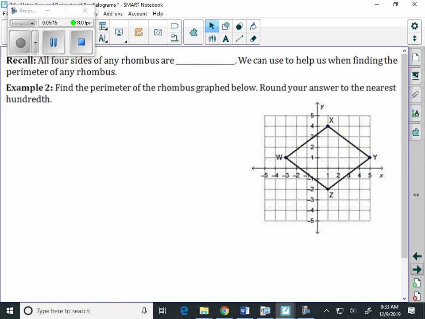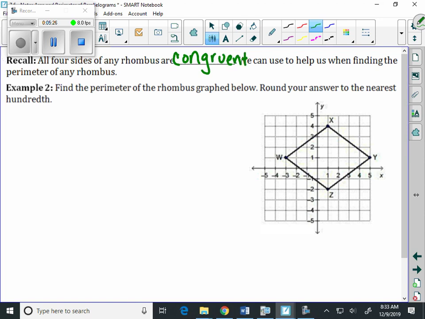Next, we're going to move on to a rhombus. And remember, with regard to a rhombus, all four sides of any rhombus are congruent. So we can use this to help us find the perimeter. And the nice part about this is, again, this length, this length, this length, and this length are all the same. So we only have to do one triangle. And it doesn't matter which one you choose.